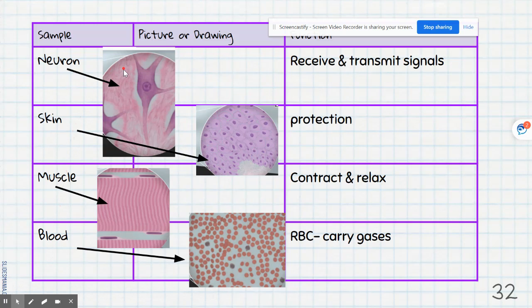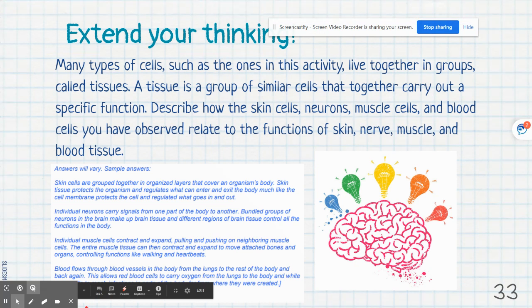So here from the gizmo is what the neuron, the skin, the muscle, and the blood look like. And again, what is the function? Neurons transmit and receive signals. Skin is for protection. Muscles contract and relax. And red blood cells, make sure we're focusing on just the red blood cells there, they carry gases. Extend your thinking. You can pause and look in that.